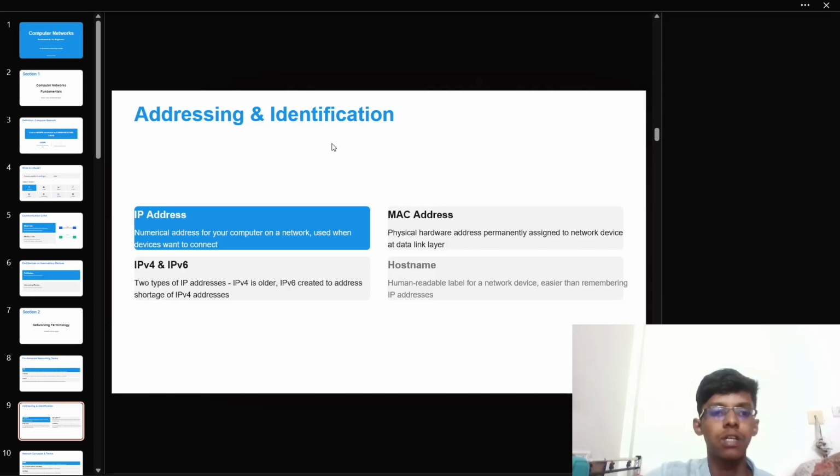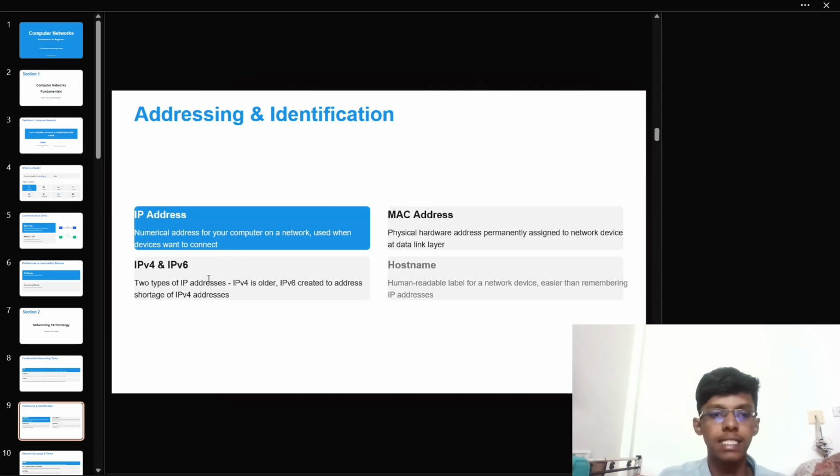Next, IP address. An IP address is a numerical address for your computer on a network, used when devices want to connect. Every computer has its own address, so through that a group of computers can communicate.